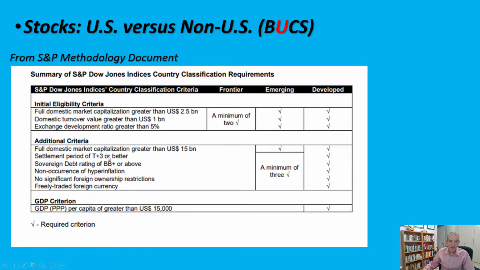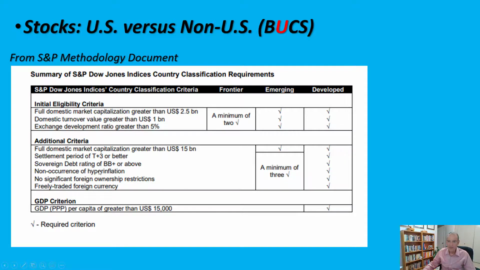You need a settlement of T+3 in the U.S. I've done some trades that were T+0. So that means you do the trade and it settles 3 days later. The U.S. has gotten to T+1 and even T+0. So I did a few T+0 trades. The sovereign debt needs to be BB plus or higher. Obviously, the United States, it's AAA or AA plus.